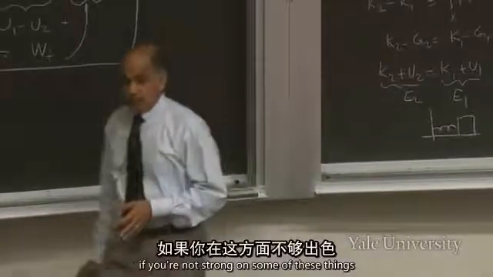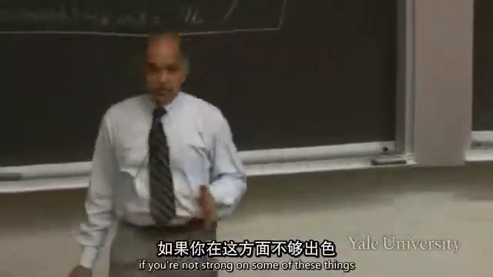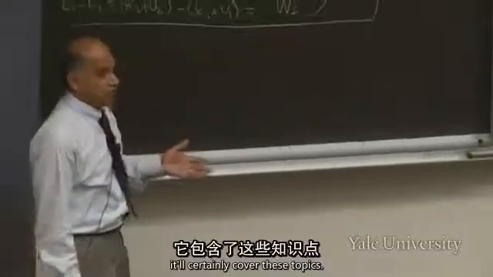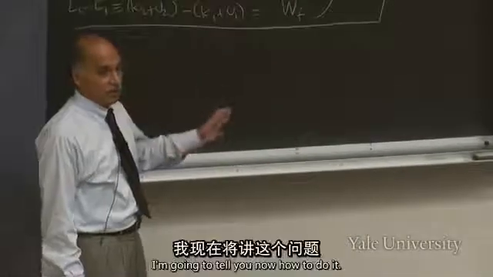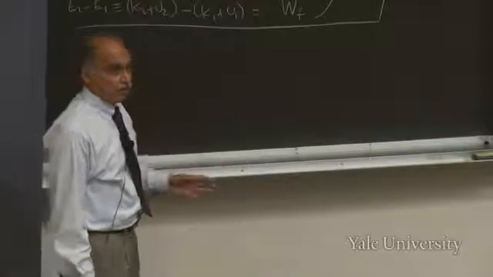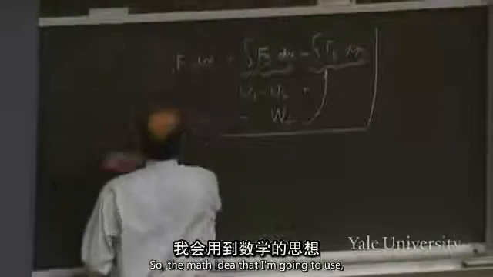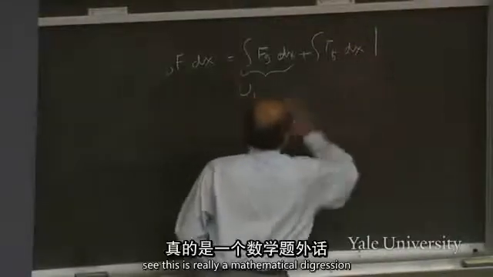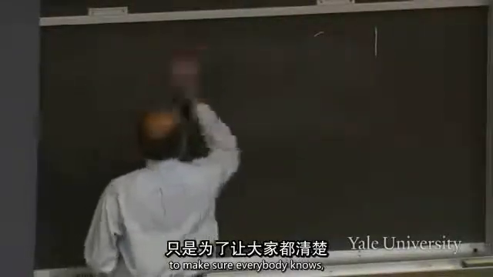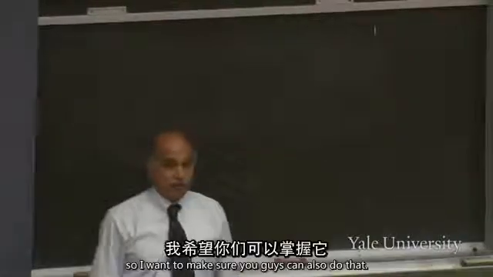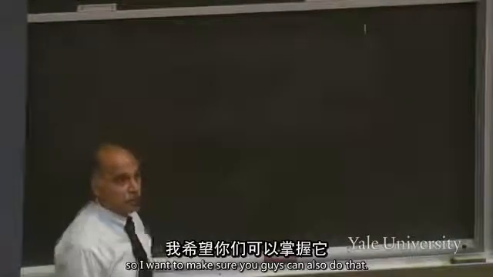Again, I told you if you're not strong on some of these things, you should read this math book I mentioned to you on basic training. It'll certainly cover these topics. But you don't have to have that. I'm going to tell you now how to do it. So this is really a mathematical digression to make sure everybody knows. They're very simple things, but we do it all the time in physics, so I want to make sure you guys can also do that.